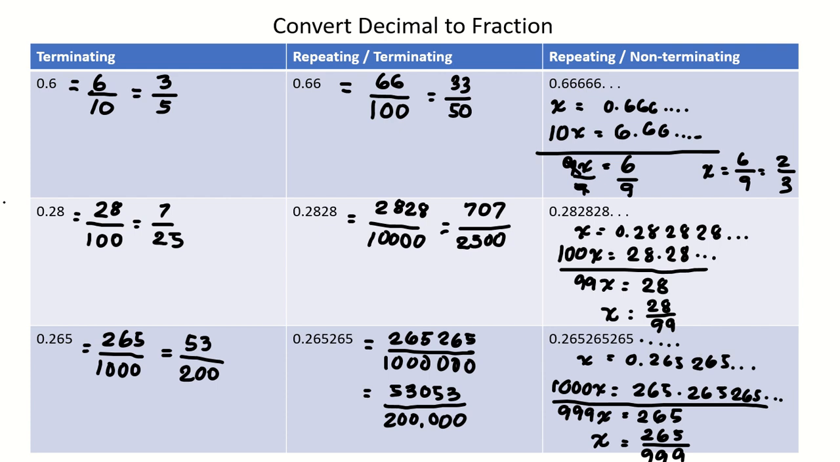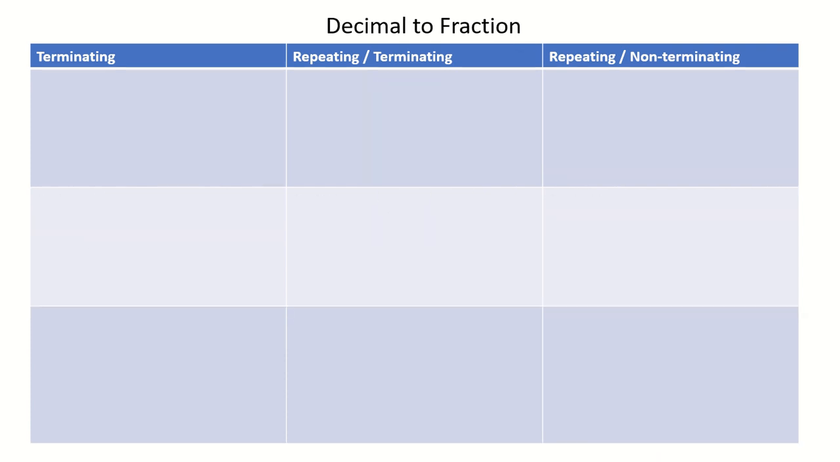But what if we have something like this? This is considered repeating non-terminating. What if we have 0.02828 non-terminating? Actually, the same thing. The repeating part has two decimal places, 2828.